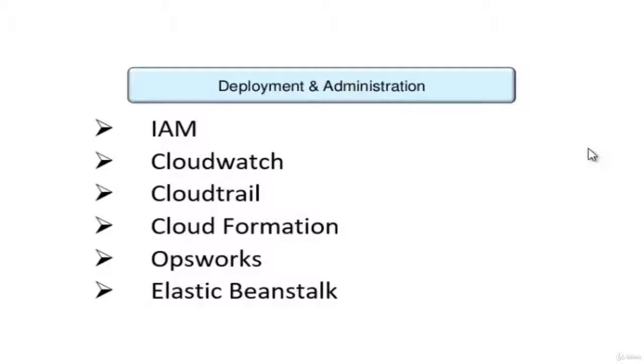Now the next component is CloudWatch. Amazon CloudWatch is a monitoring service for AWS Cloud. It monitors the resources and applications that we run on AWS. You can use Amazon CloudWatch to collect and track metrics, collect and monitor log files, set alarms, and automatically react to changes in your AWS resources.